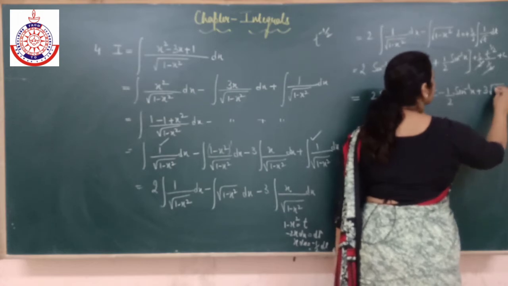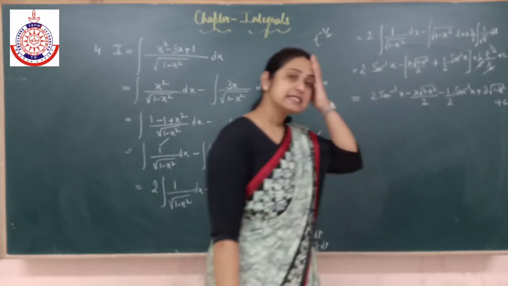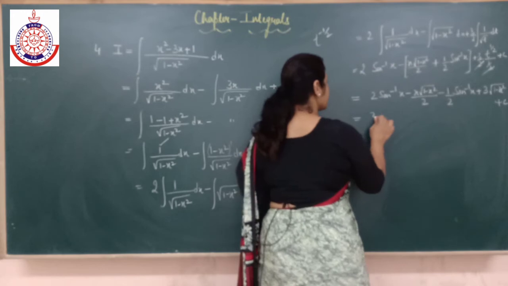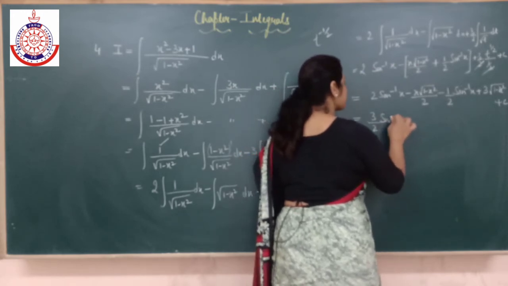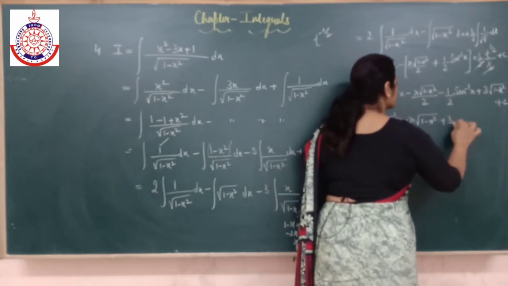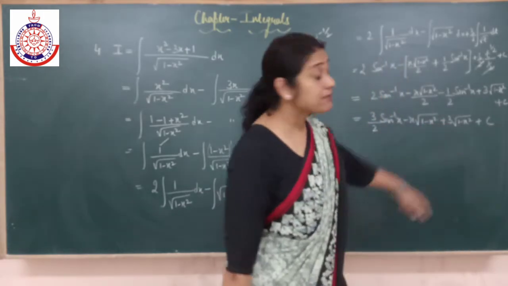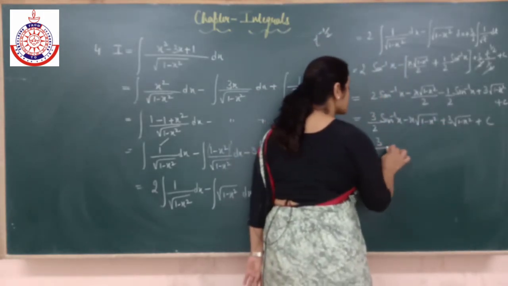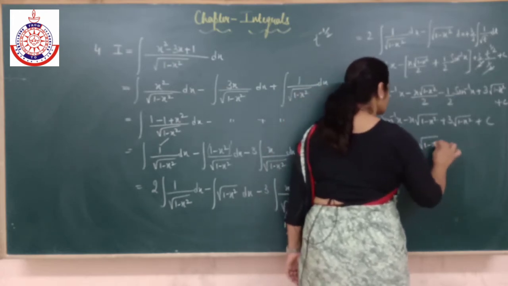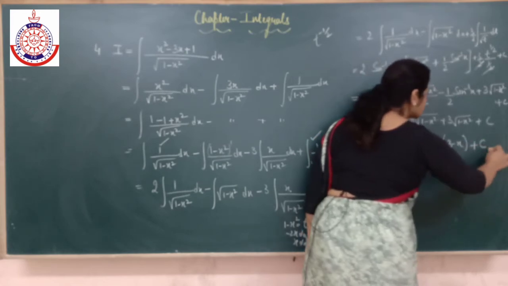And t is 1 minus x square plus c. Is this clear? Alright. 2 sine inverse x minus half sine inverse x will become 3 by 2 sine inverse x minus x under root 1 minus x square plus 3 into under root 1 minus x square plus c. You want to take under root 1 minus x square common, that also we can do. 3 minus x plus c.